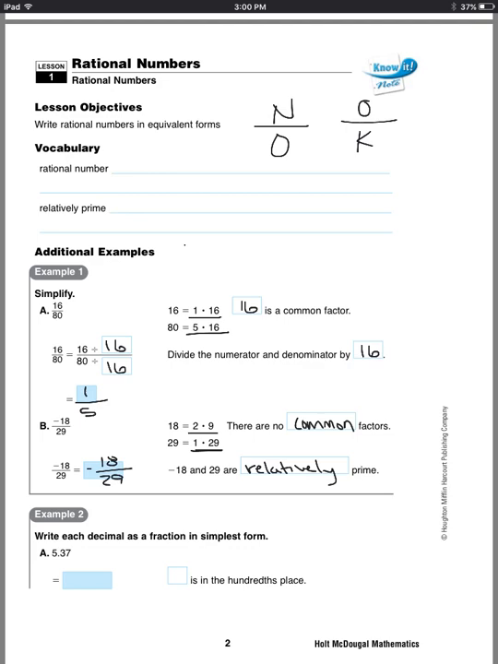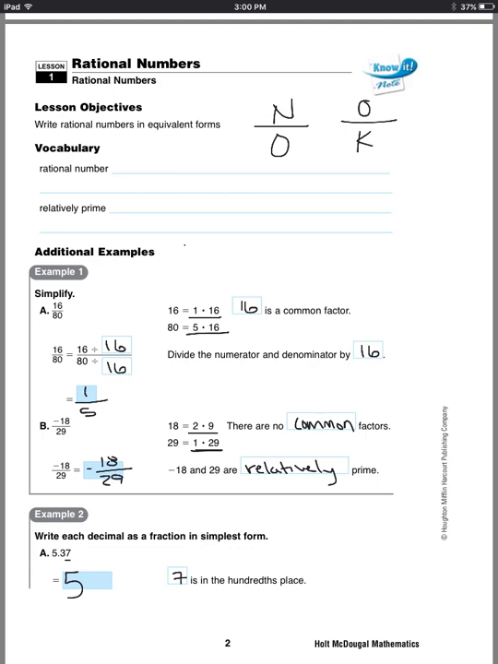Example 2 says write each decimal as a fraction in the simplest form. Now, you have to look at the number in the last place first. Okay, it goes out 2 decimal places, and in this case, 7 is in the hundredths place. It's the last number on that list of numbers. So since it's in the hundredths place, everything to the left of the decimal is your whole number. So we're going to put a 5 there. Everything to the right of your decimal makes a fraction.